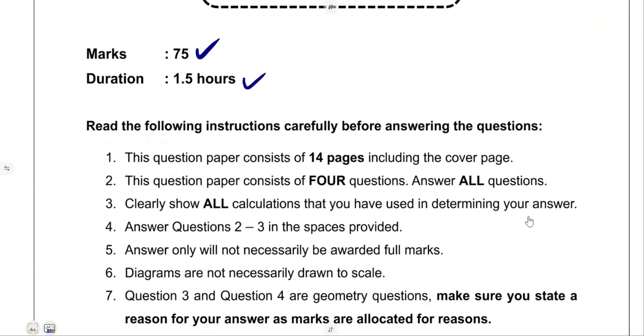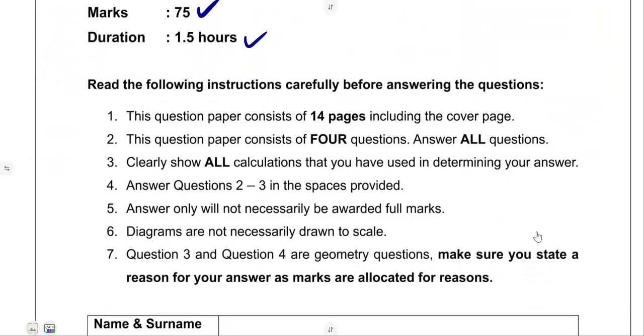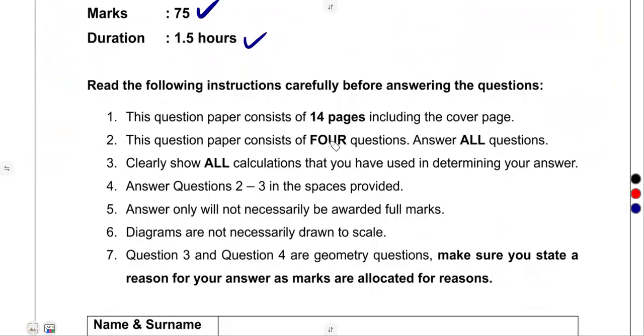Anyways, make sure that you go through your instructions, read the instructions that you are given. This question paper has got 4 questions. Answer all questions, and in all questions clearly show all calculations that you have used in determining your answers. All right, answer questions 2 to 3 in the spaces provided. Answer only will not necessarily be awarded full marks.